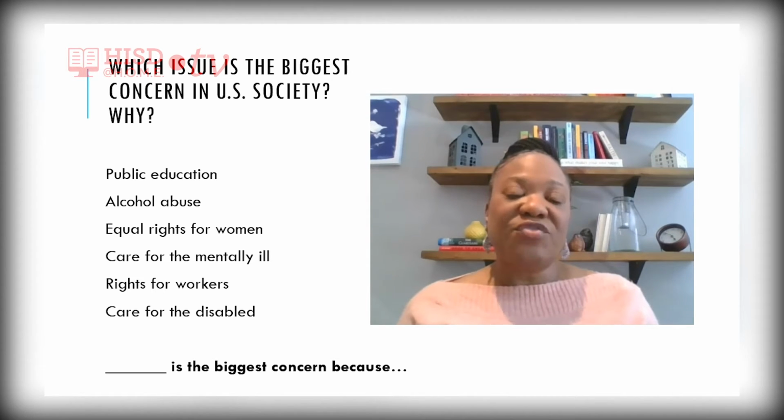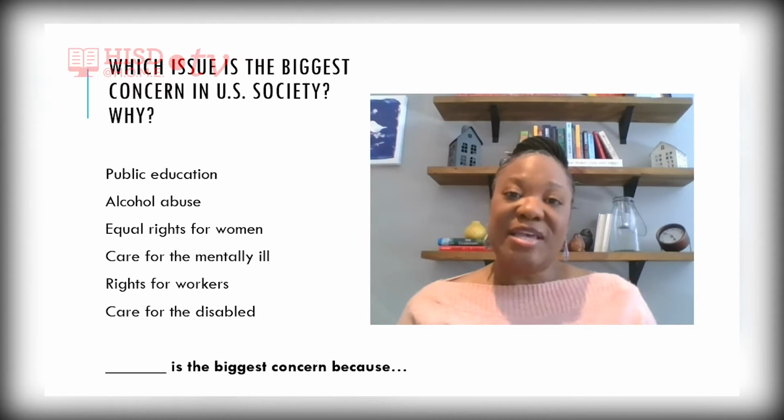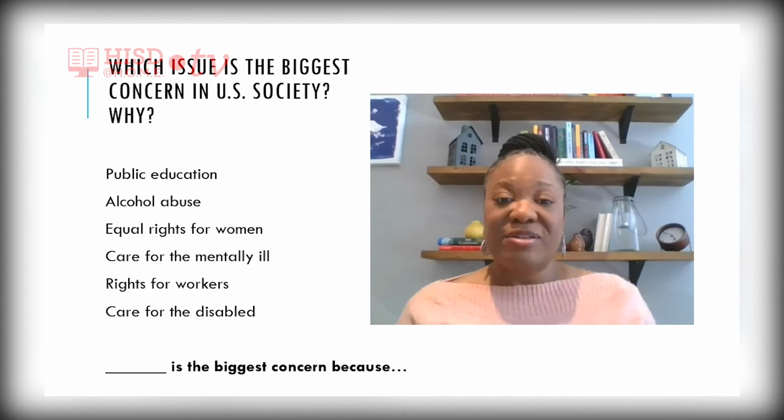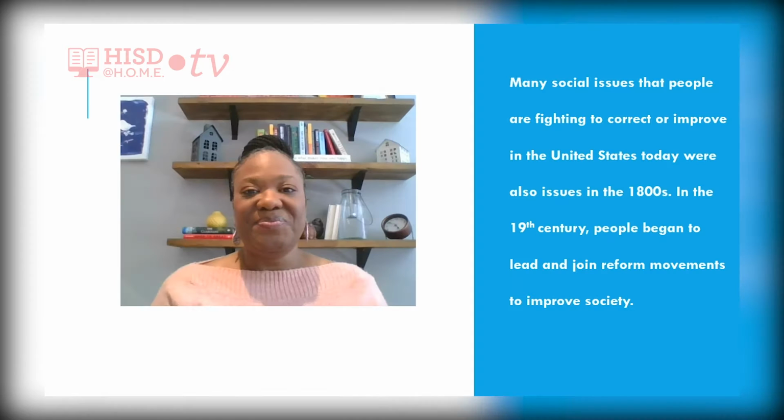What about rights for workers? We hear a lot about the rise in the minimum wage. There's a lot of talk about that. So what about rights for workers? And then finally, maybe care for the disabled is more important to you. As you consider these, I want you to use the sentence stem. Blank is the biggest concern because, so fill in the blank for which one is most important, and then decide why it is a big concern for you.